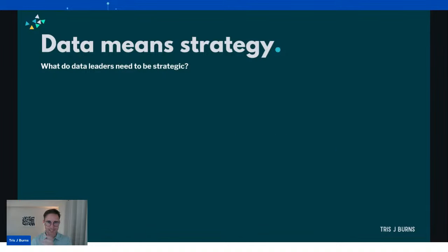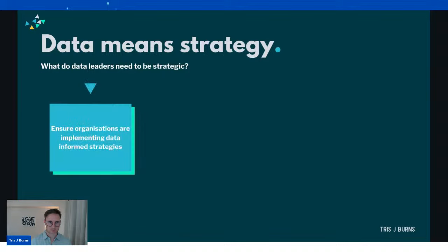What do data leaders need to do to be strategic? Well, they need to ensure their organizations are implementing data-informed strategies. So we need to be in that strategy setting conversation. Hey guys, the data says do this, okay? So set the strategy around that.